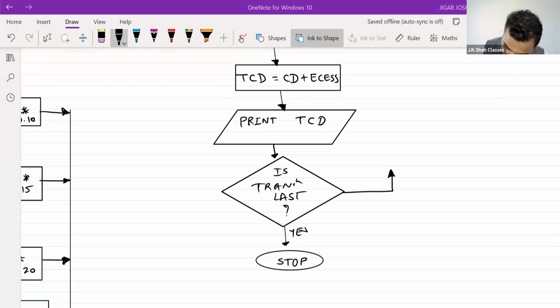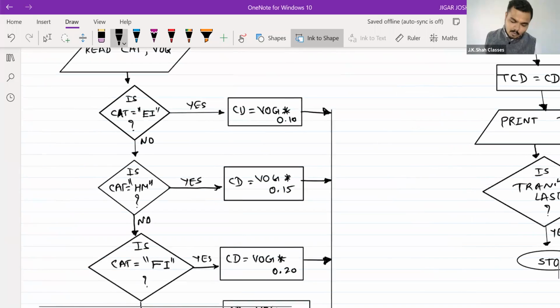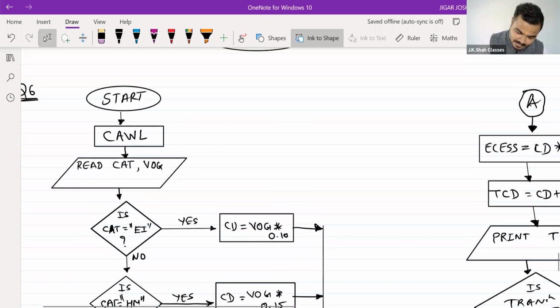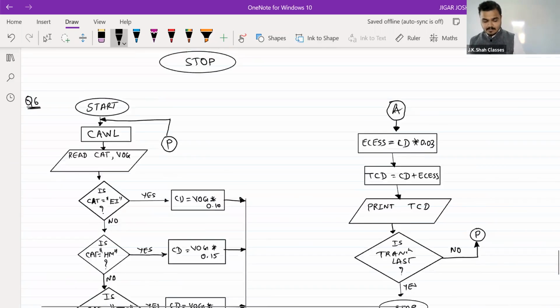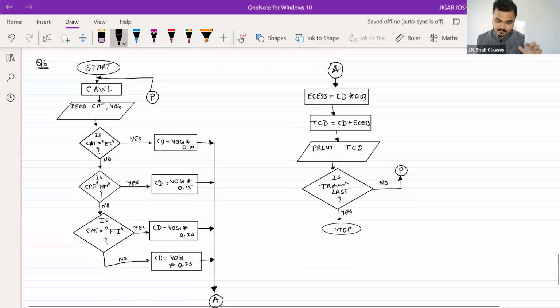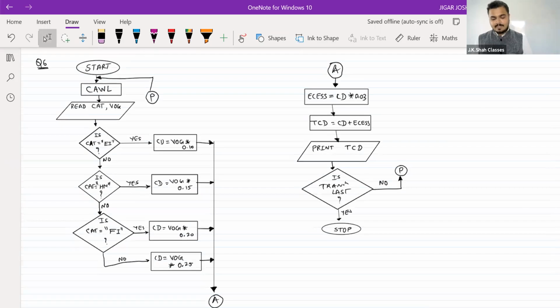Okay. Yes, I said no, and the value is going into connector P. Yes, sir. Value is going into connector P. Understood? Yes, sir. I'll go to my previous page. I can write the P anywhere. And I can connect it over here. Understood? Yes, sir. Full diagram? Yes, sir. Wait for a while, please.